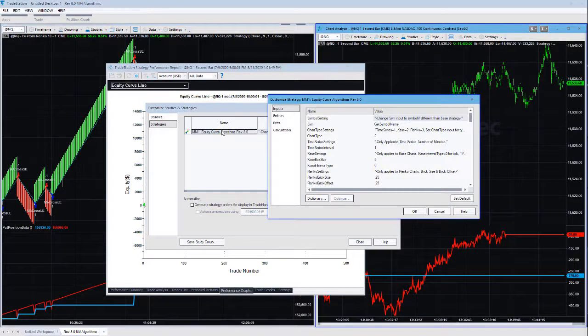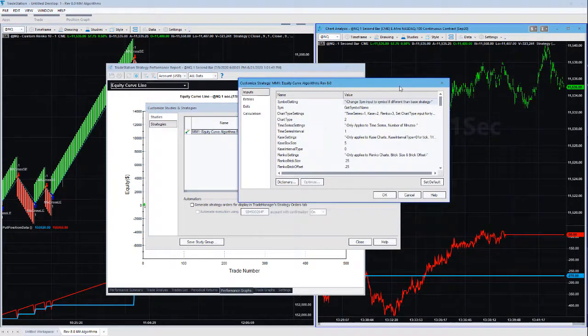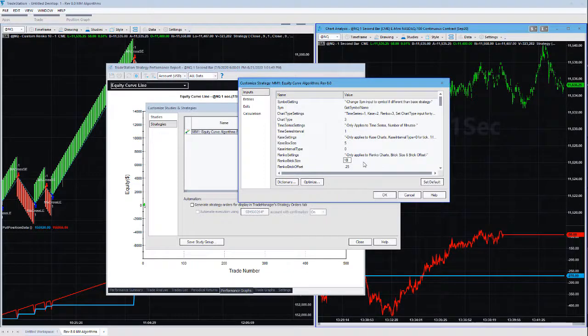So let's look at the equity curve algorithm, and we're going to change it to Renko 3, and then we come down here and we go 10 and 1, and so it's looking at a Renko chart, same symbol name, so keep that get symbol name.